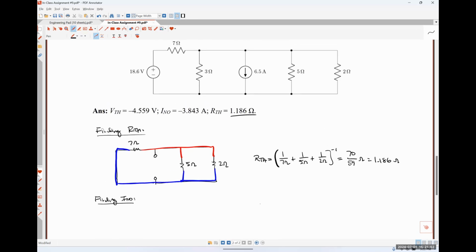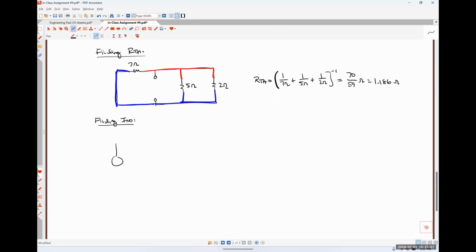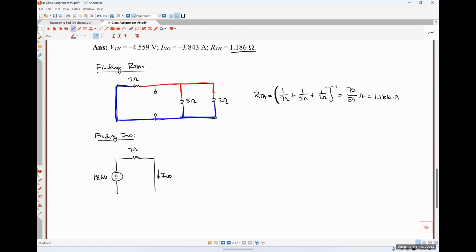So we're going to replace our 3 ohm resistor with a short circuit. So we're going to have 18.6 volts, 7 ohm resistor, short circuit. Our Norton current is the current flowing down. Then we have our 6.5 amp source flowing down, our 5 ohm resistor and our 2 ohm resistor.